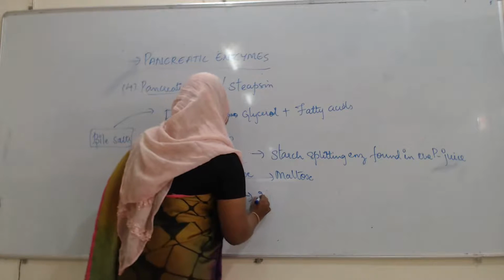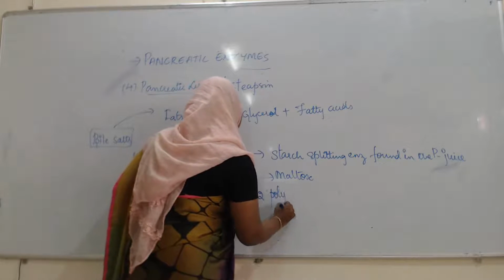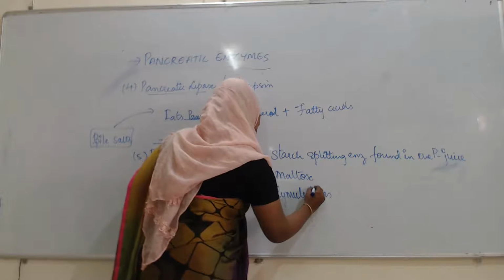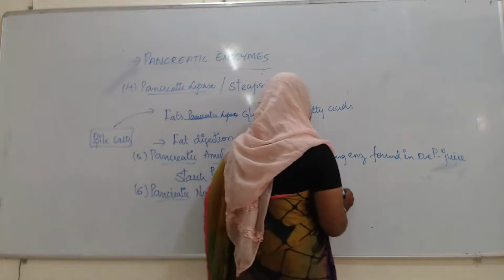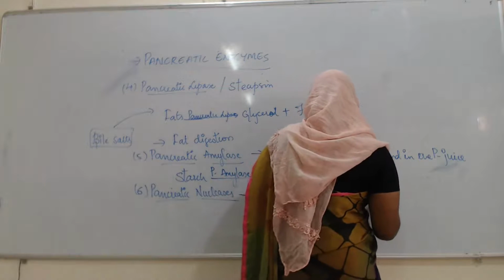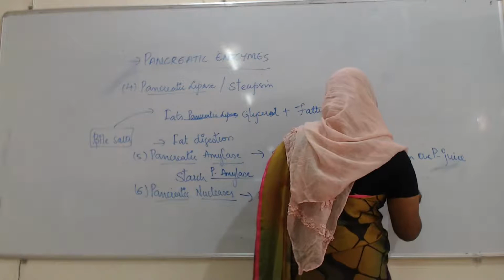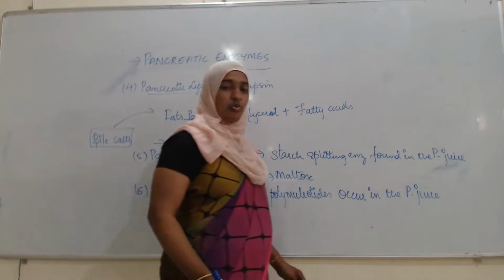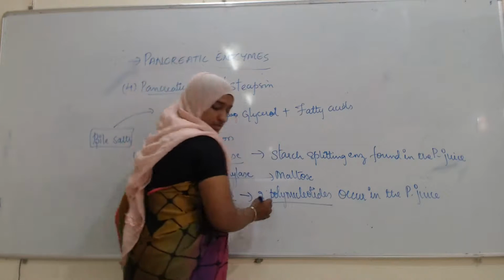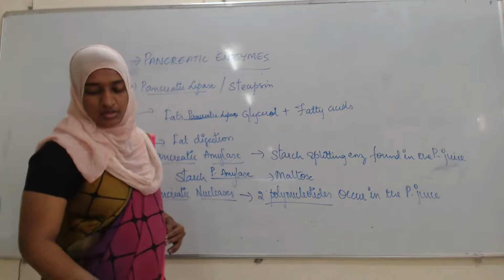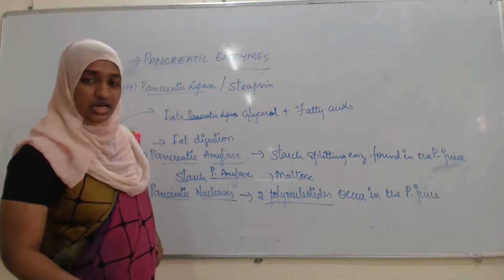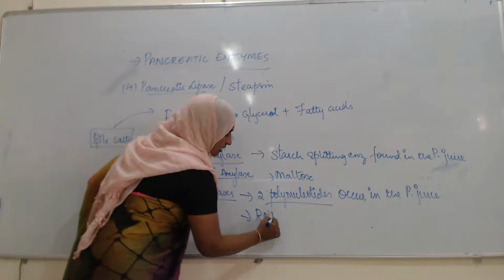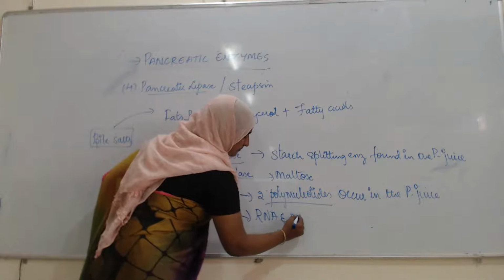Here, the two polynucleotides occur in the pancreatic juice. And what are the two polynucleotides? So, they are the unhydrolyzing RNA and DNA. RNA and DNA.